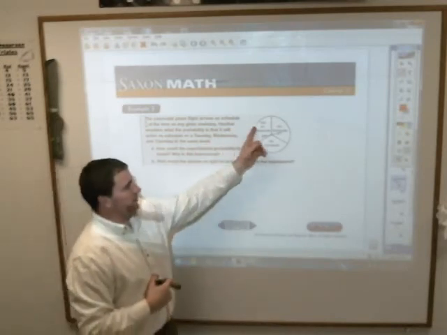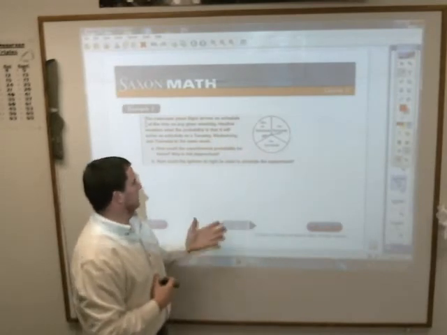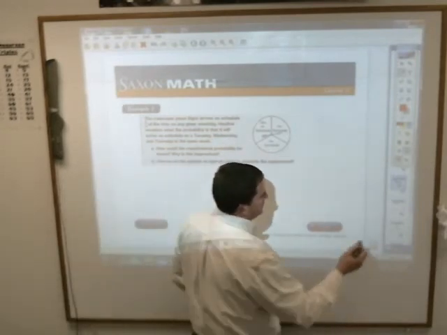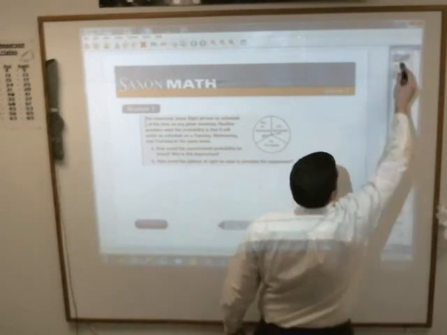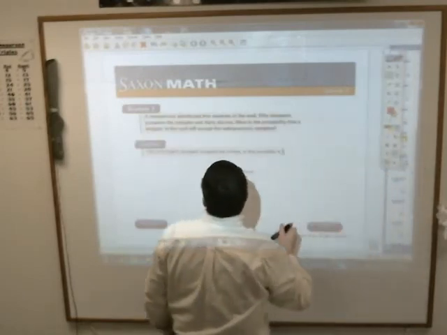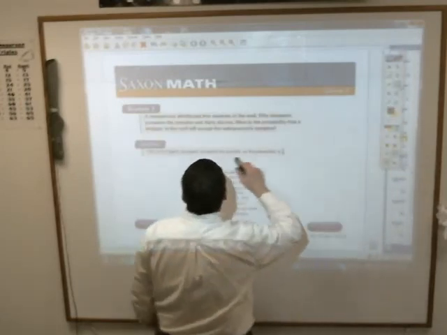How could the spinner on the right simulate it? Well, I don't know. I don't like this question. We're gonna move on. I don't know. Let's try this one.